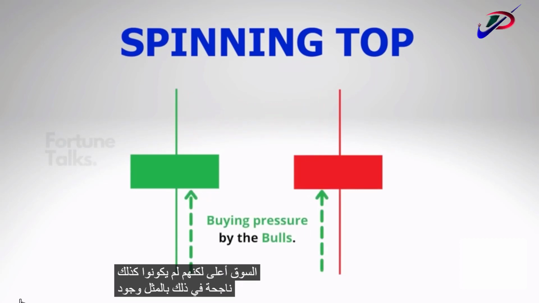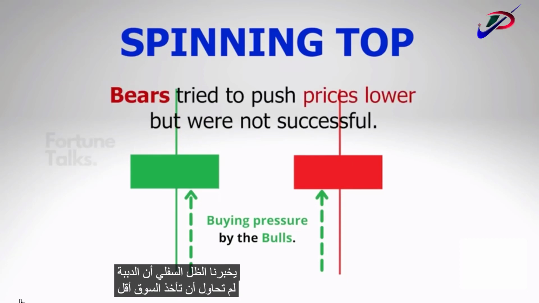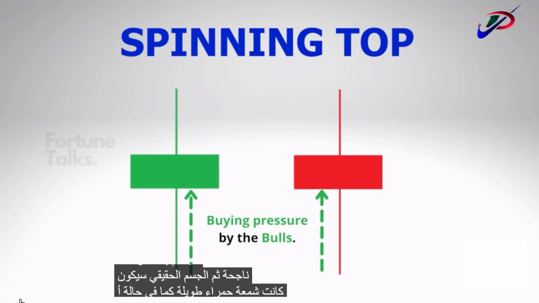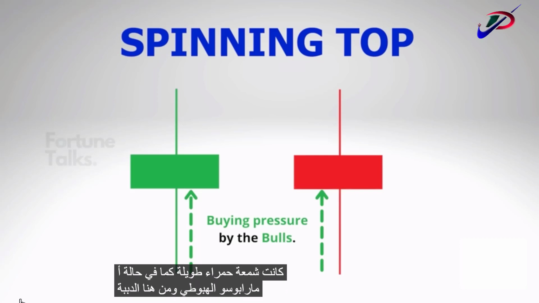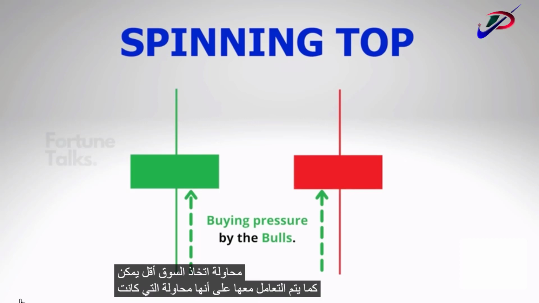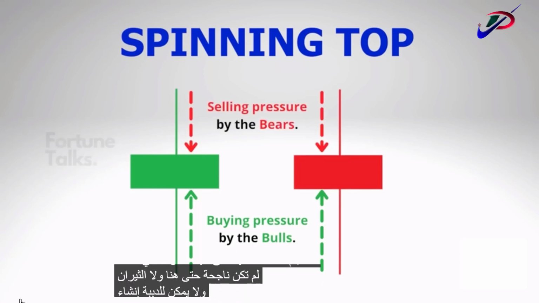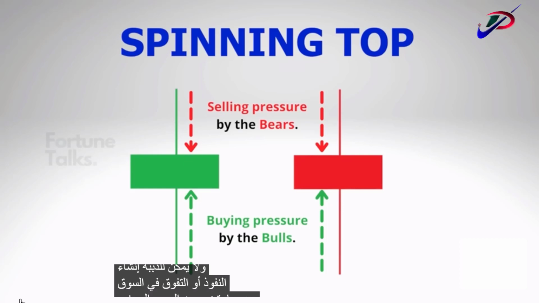Similarly, the presence of lower shadow tells us that the bears did attempt to take the market lower. However, they were not successful in their effort. If they were really successful, then the real body would have been a long red candle as in case of a bearish Marubozu. Hence, the bears' attempt to take the market lower can also be treated as an attempt which was not successful. So here, neither the bulls nor the bears could establish an influence or a superiority in the market, which is evident from the small real body.